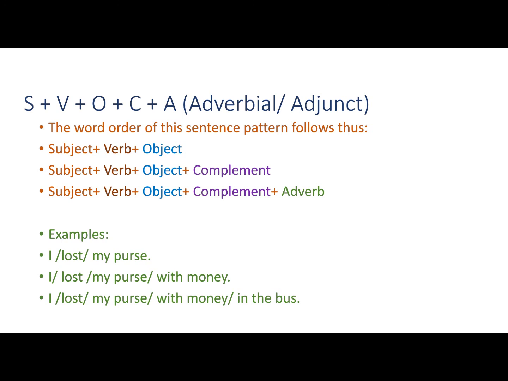Let's explore it with examples. I lost my purse. I lost my purse with money. I lost my purse with money in the bus. In these examples, notice that one element is being added. In the last sentence, I is the subject, lost is the verb, my purse is the object, with money is the complement, in the bus is the adverbial phrase, as it tells us about the place.